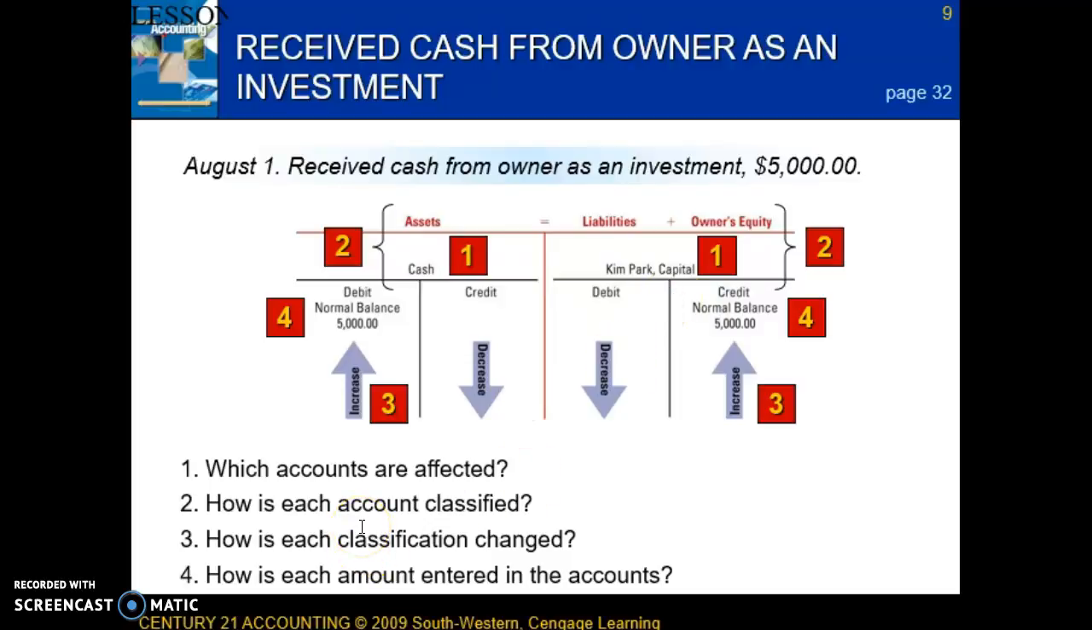How is each account classified? So what we're talking about there is assets, liabilities, or owner's equity. Cash is an asset, Kim-Park Capital is our owner's equity. And our third one, how is each classification change? So if we received cash, that means our cash is increasing. So it's going to be a debit, which I'm skipping ahead to number 4. And our owner's equity is also increasing, and they increase with a credit, so it's going to be a credit of $5,000. Now, make sure when you are done, your debits and your credits equal, and they do. Always make sure they do.